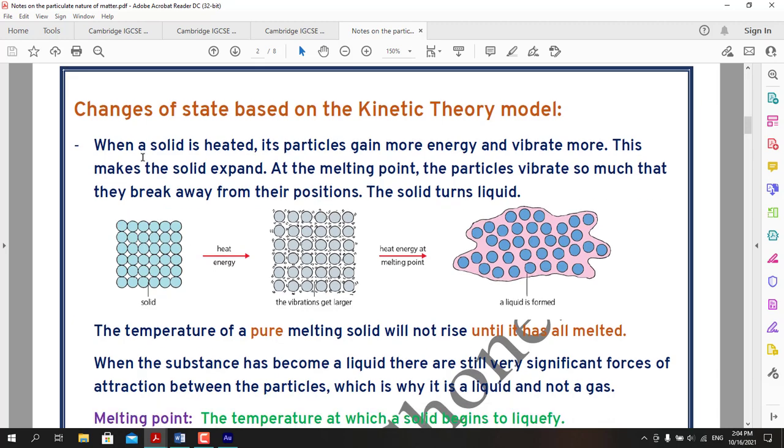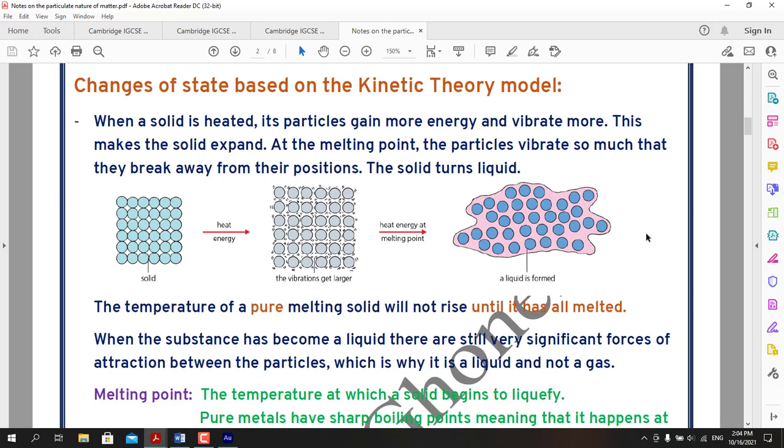If we have a solid and we heat that solid, the particles gain more energy and vibrate more. This makes the solid expand. Why? Because the particles are moving further apart from each other. At the melting point, the particles vibrate so much that they overcome the intermolecular forces between them and break away from their position. And then the solid turns into liquid.